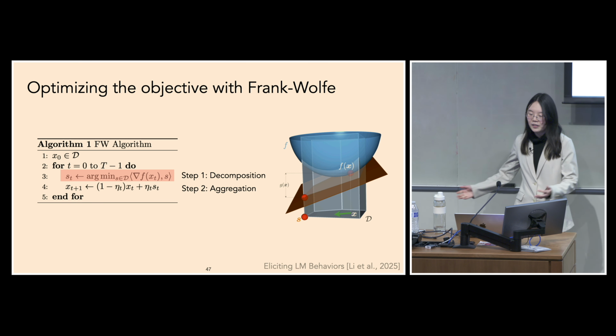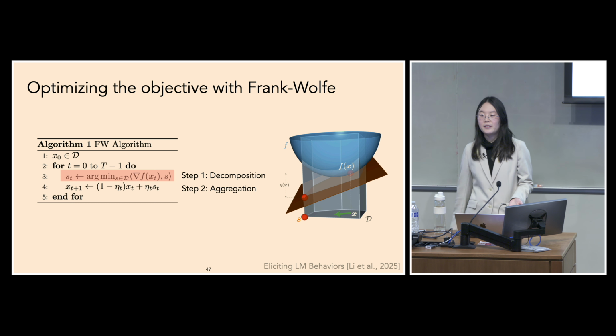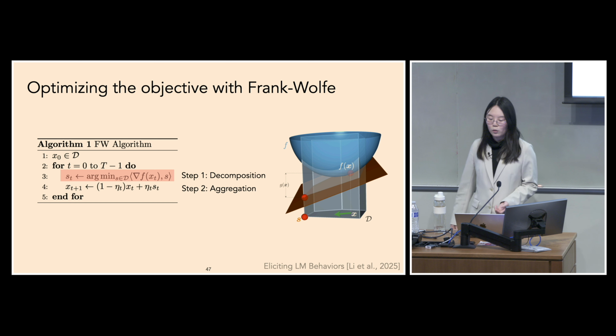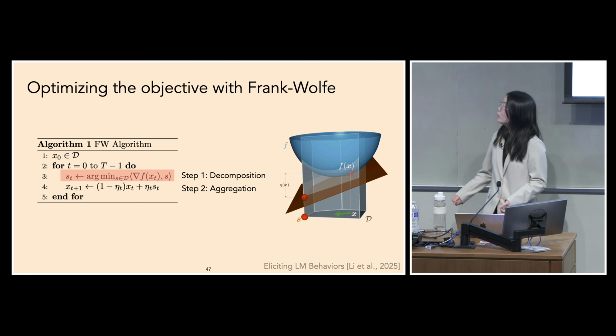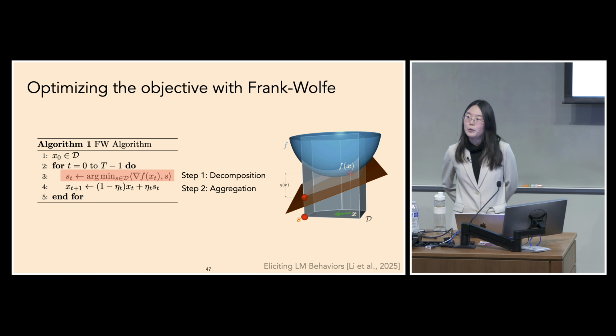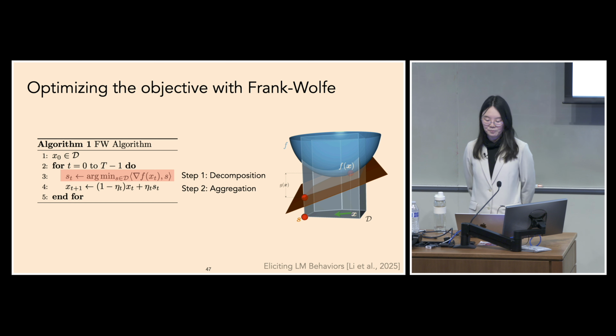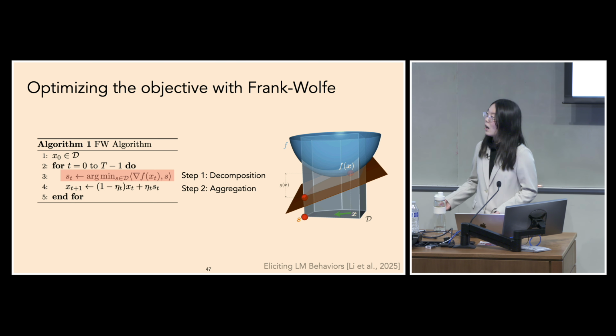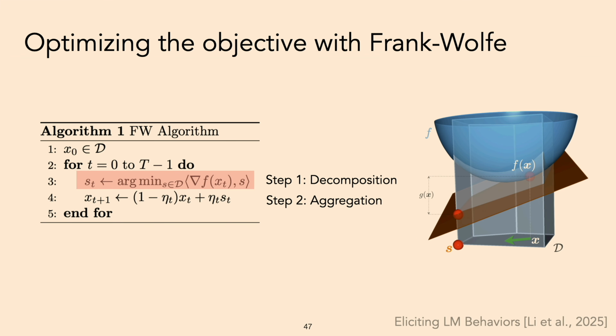So as promised earlier, our iterative algorithm is not just ad hoc. It's equivalent to applying the Frank-Wolfe optimization algorithm to the full objective. Here we will show the connection in more detail. So for some background, Frank-Wolfe is a classic optimization algorithm. It is also called the conditional gradient method.